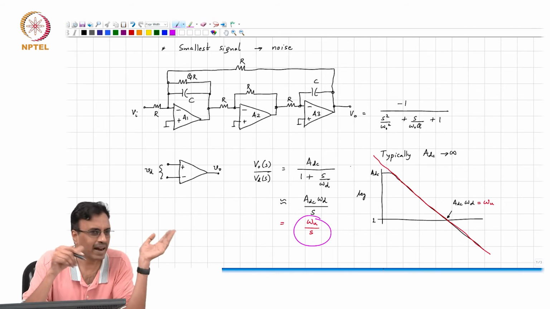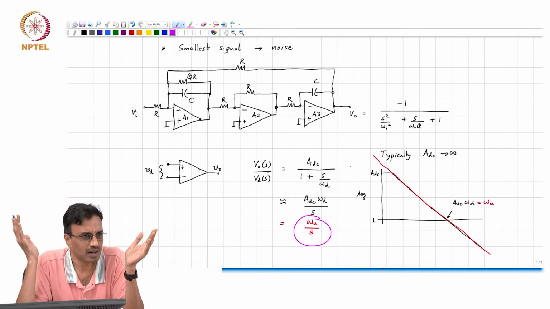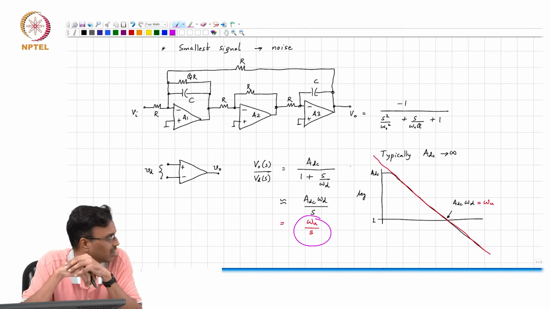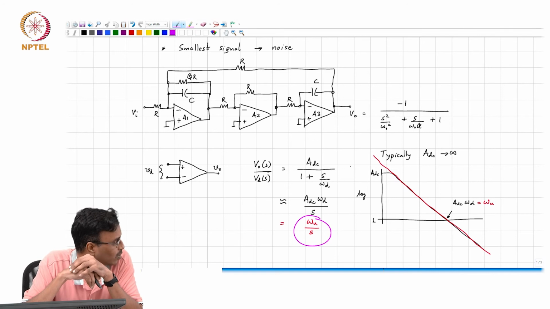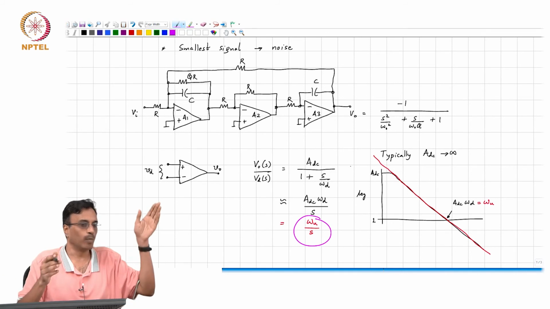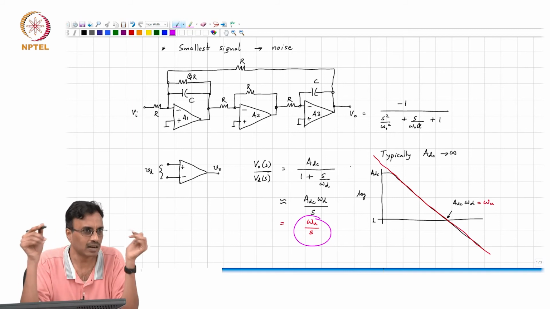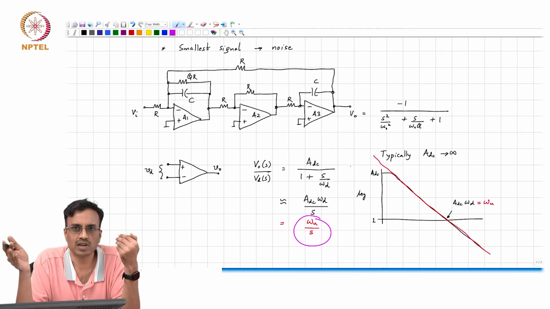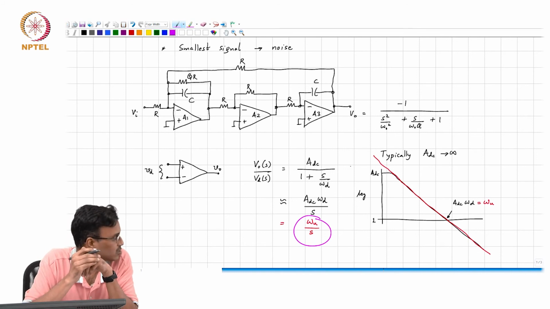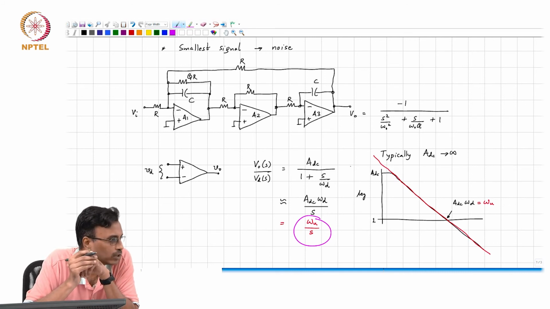Well, we have not exploited the fact that typically omega u is very large. And we haven't exploited the fact that in the region of interest of the filter, namely omega naught and its neighborhood, the behavior still looks like second order if the op amp is sufficiently fast. So, let us try and see if we can do some kind of hack to estimate what happens when the op amp has finite gain bandwidth.